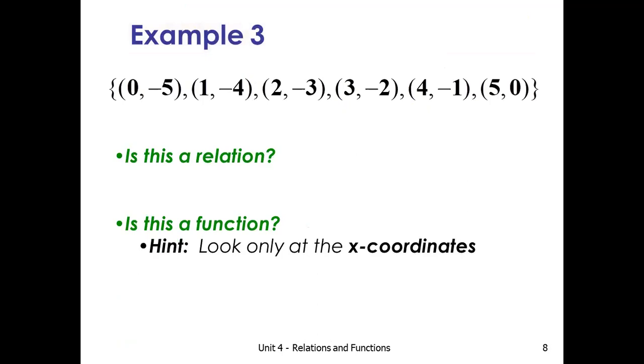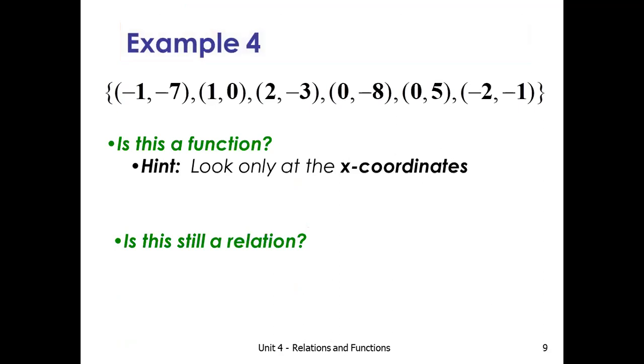Example 3, we are given again the following coordinates. We have the following question. Is this a relation? Is this a function? So it is a relation because it satisfies the definition earlier. It is also a function, okay? Why? Look only at the x coordinates. You can see the x coordinates are 0, 1, 2, 3, 4, and 5.